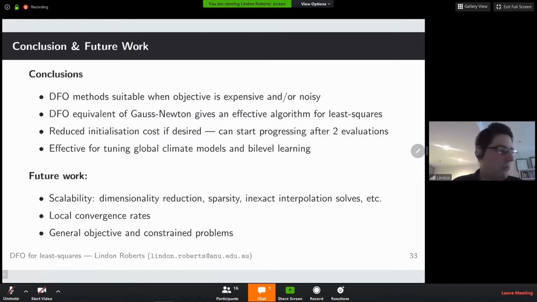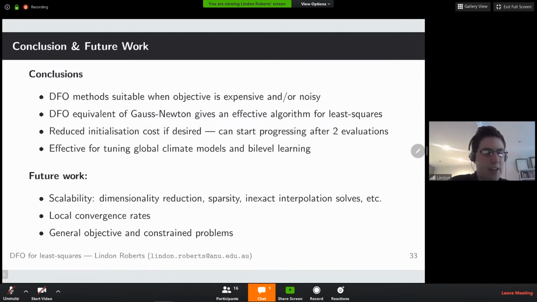So basically what I want to sum up with is derivative-free optimization is really useful when you've got objectives that are particularly expensive or noisy. However, if you do have access to derivatives, you probably should use them, is a general lesson that you should have here. We can adapt it to least squares problems. We can make them robust to noise with restarts. We can reduce their initialization cost, and they work well on some fairly important practical problems.